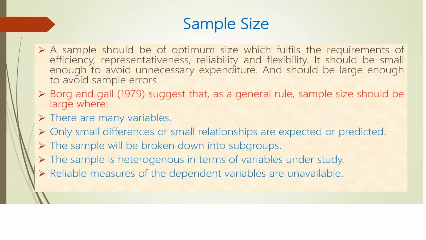The sample must be representative. It should represent the whole population. It should be reliable, and it should have some flexibility. So it should not always be 200. You can take 250. You can take 230. A few more additional people or groups you can add.